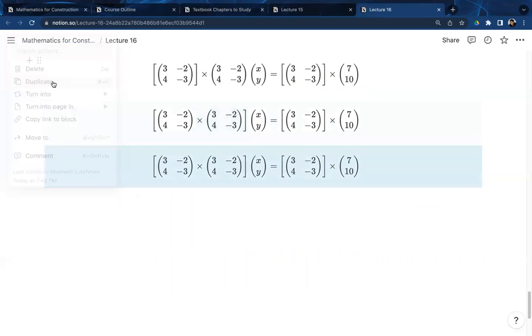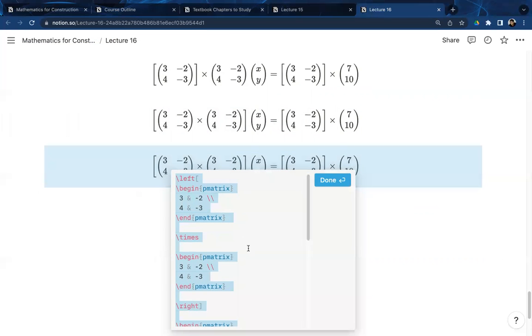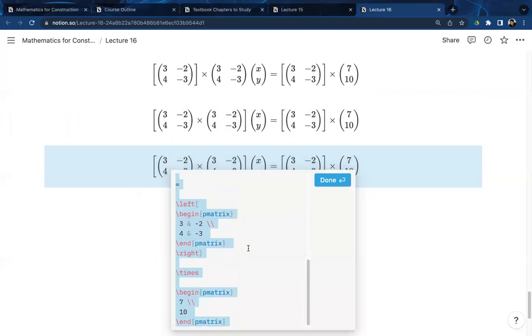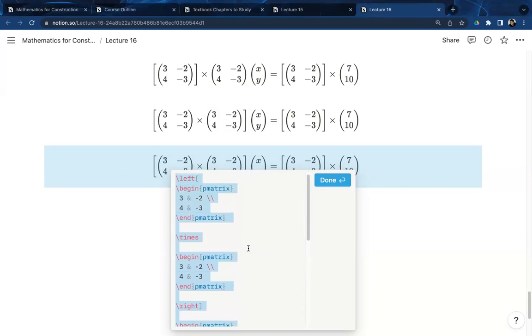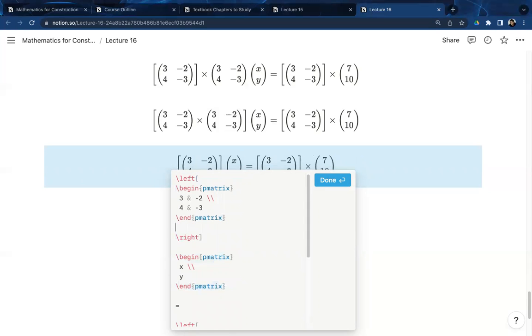You could duplicate this and change it up. So a 2 by 2 by a 2 by 2 is another 2 by 2, right? So we'll just have a single 2 by 2 matrix here. And with the usual thing, each element is the sum of 2 multiplications, right?